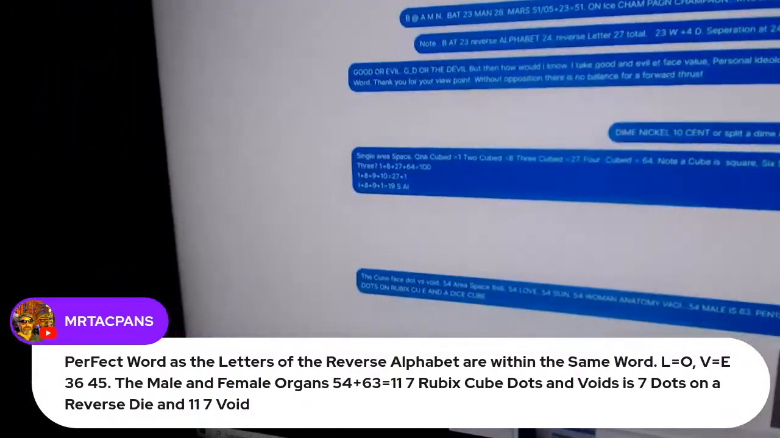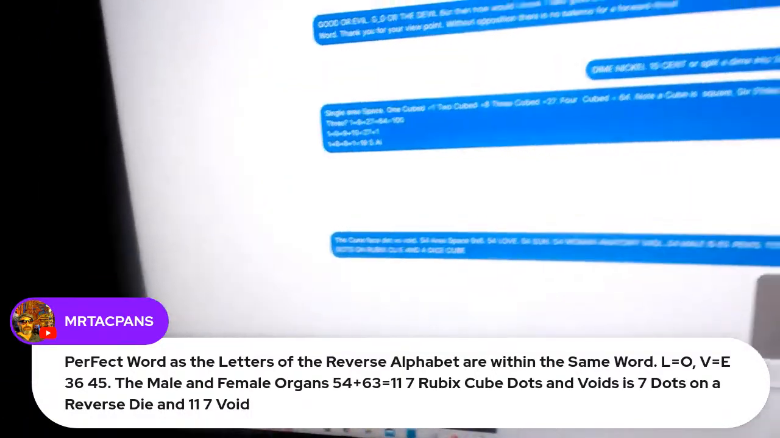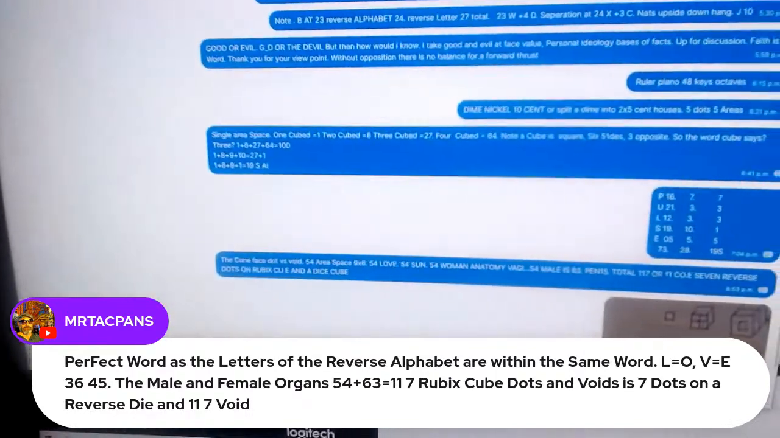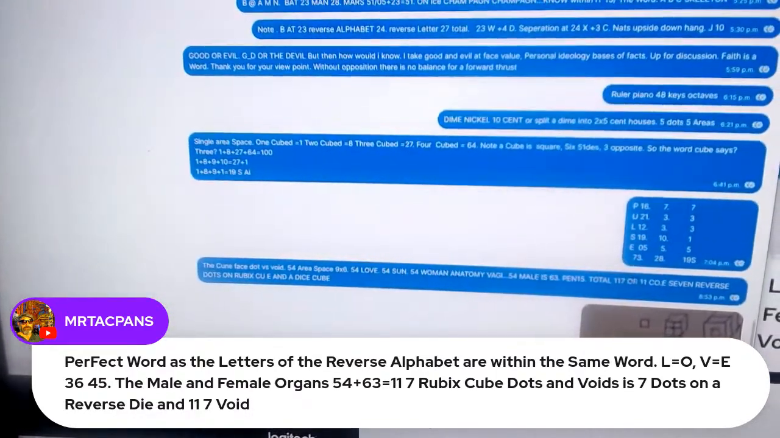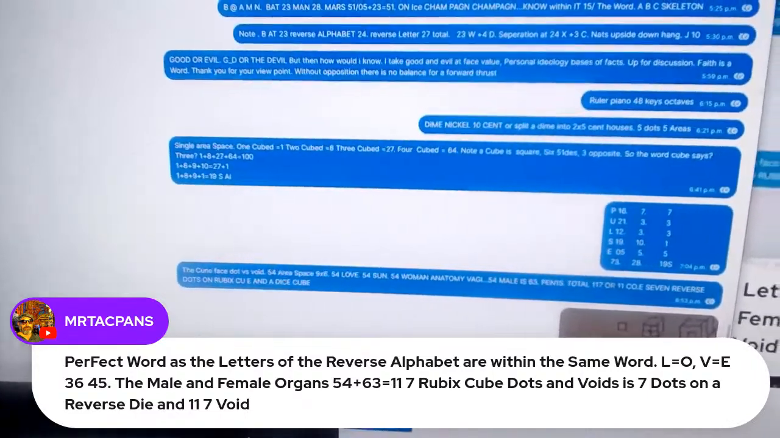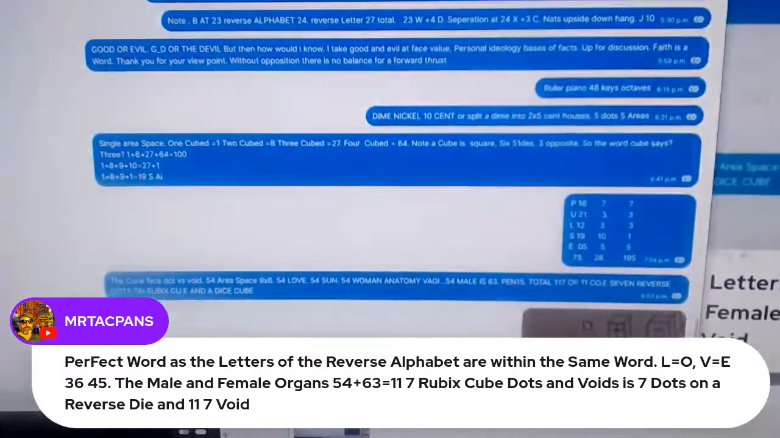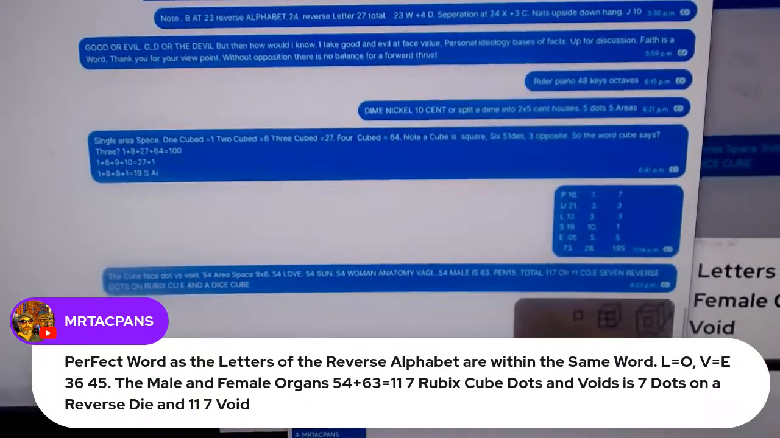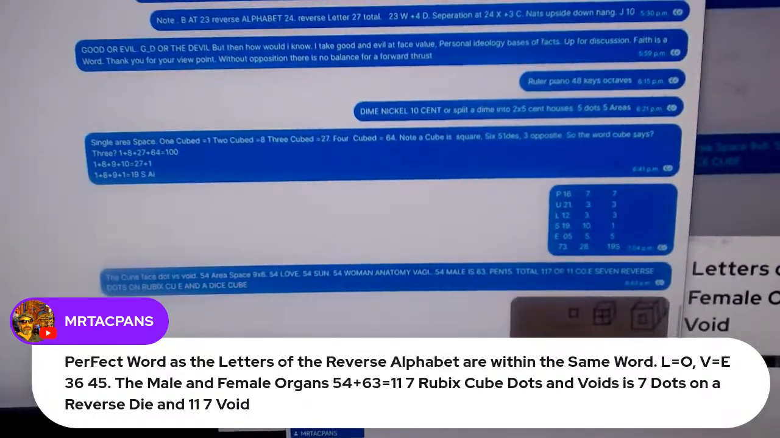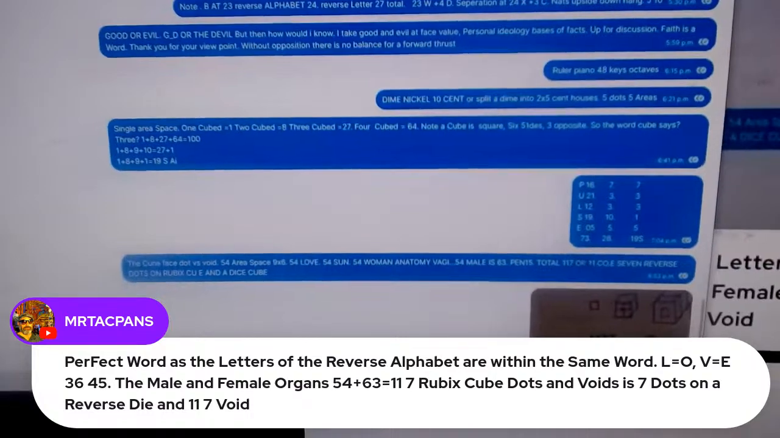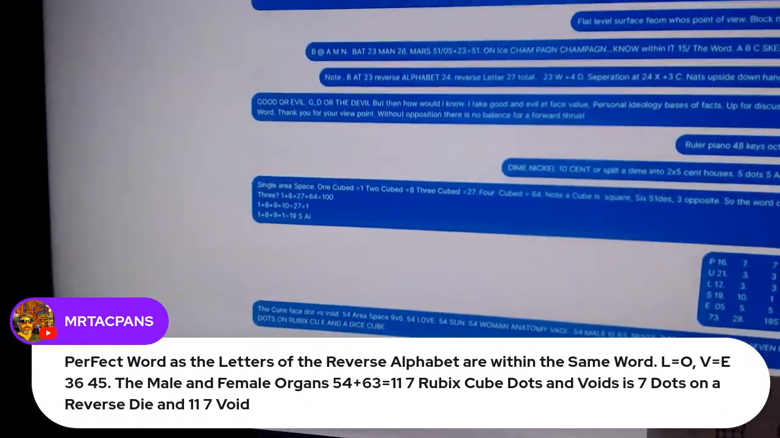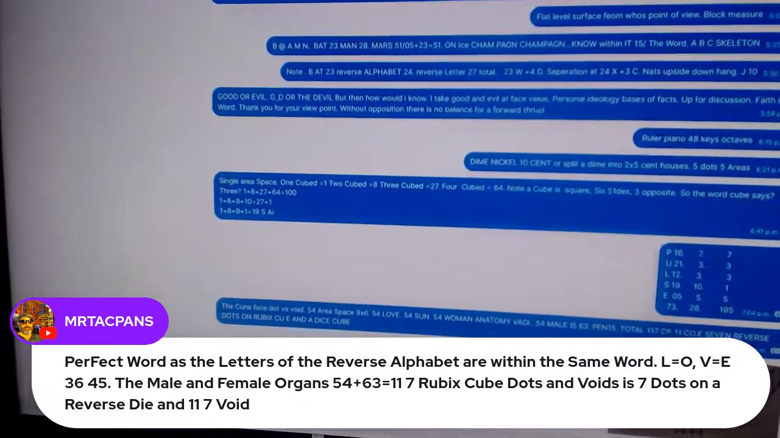If we go up to a few more notes I took today, the cube face void 54 area, 9 times 6, love 54 male, and when you say the word pen, then you could put Mars on the end of that, the 1 and 5. The 117 is because the 3 sides of the cube, right, to the void and to the dot is going to be 11 and 7. Single area space on a cube, 1 cube.